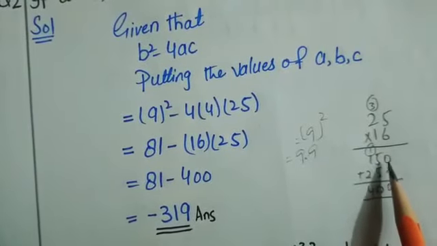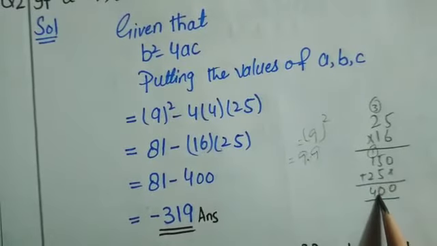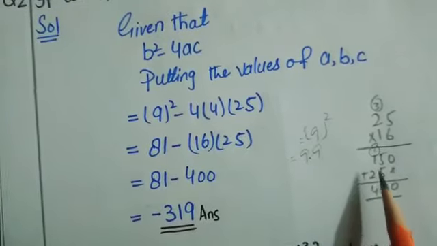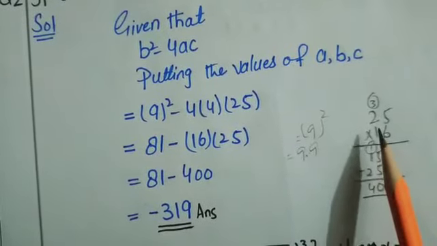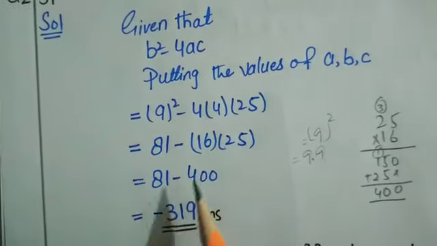In multiplication, in the case of 0, there are no values, as it is. 5 plus 5 is 10. We write here 0, 1 is carry. 1 plus 1 is 2. 2 plus 2 is 4. That means we multiplied 25 by 16. The answer is 400. We write here 400.